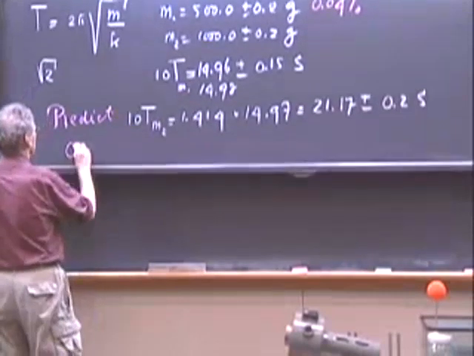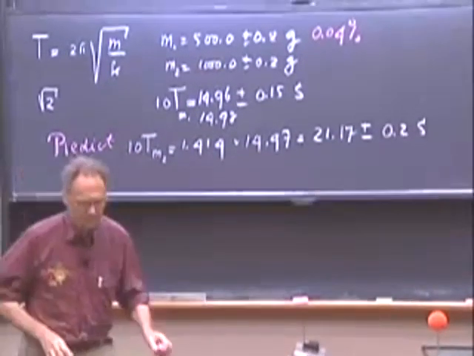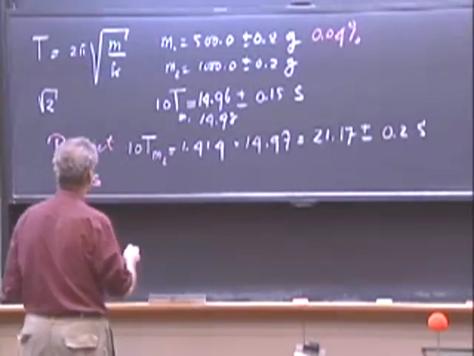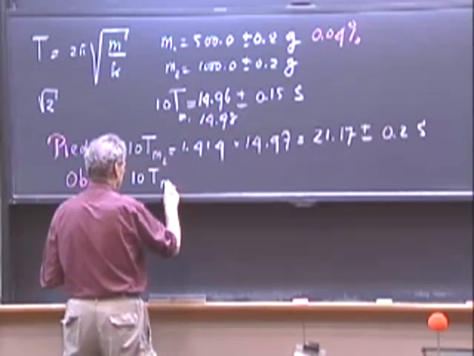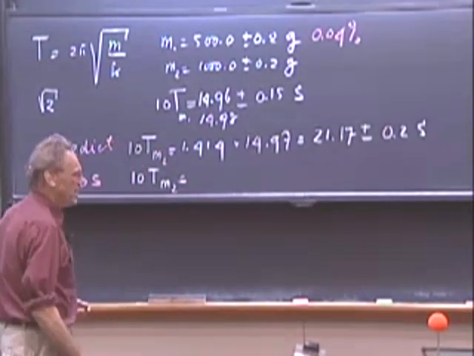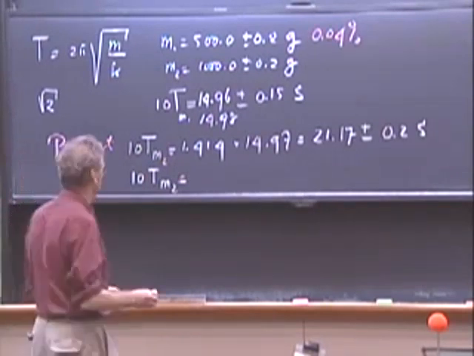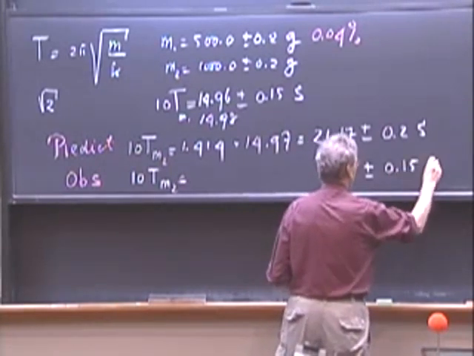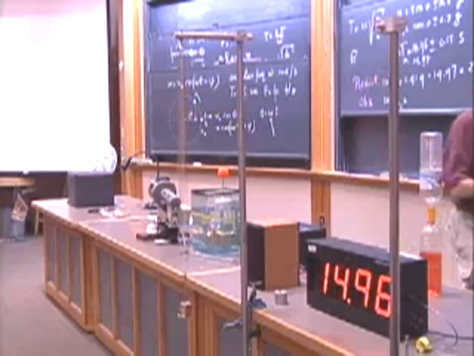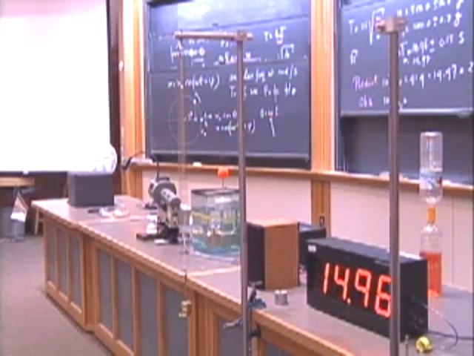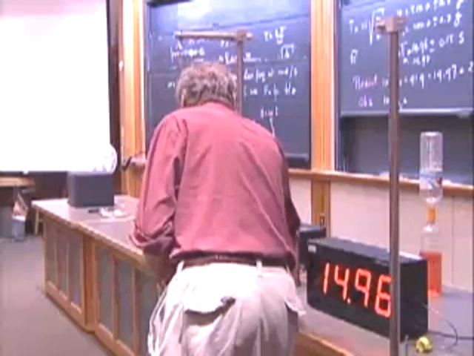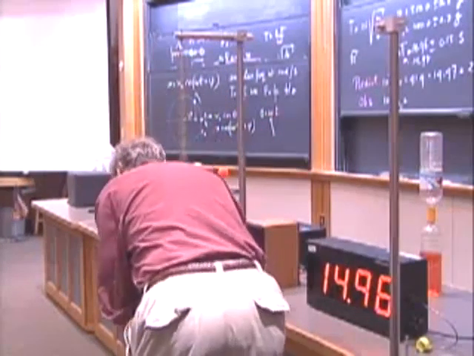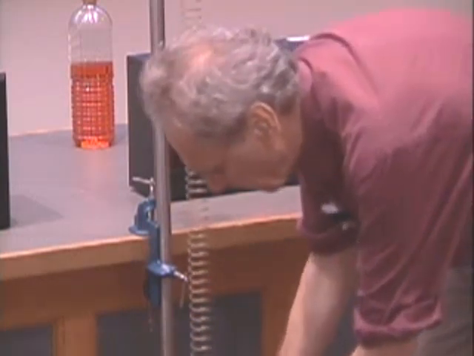And now comes the observation. This is a thrilling moment for you. Because what is at stake is the integrity of physics. And this is going to be measured plus or minus 0.15, right? Every time I make a measurement, plus or minus 0.15. I'm nervous. So I'm going to add 500 grams. The period will indeed increase.